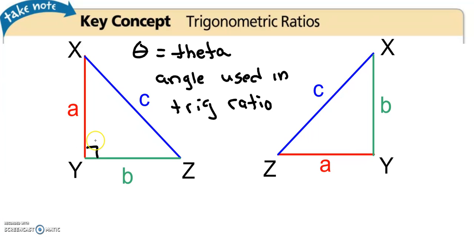But in a right triangle, you have three angles: the right angle and the other two angles. Theta is never the right angle. Theta is always one of the other two angles. So in these two triangles, theta could either be x or theta could be z.